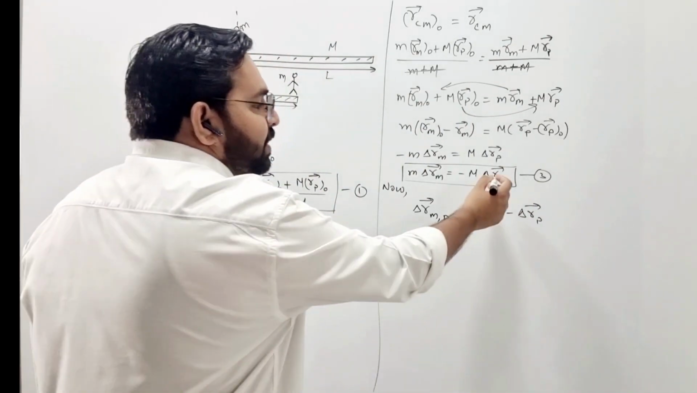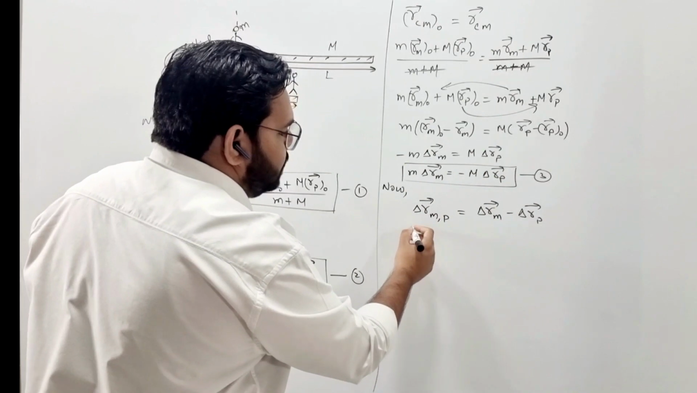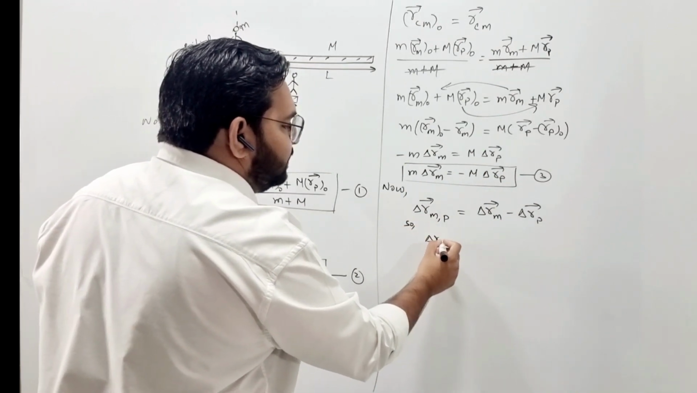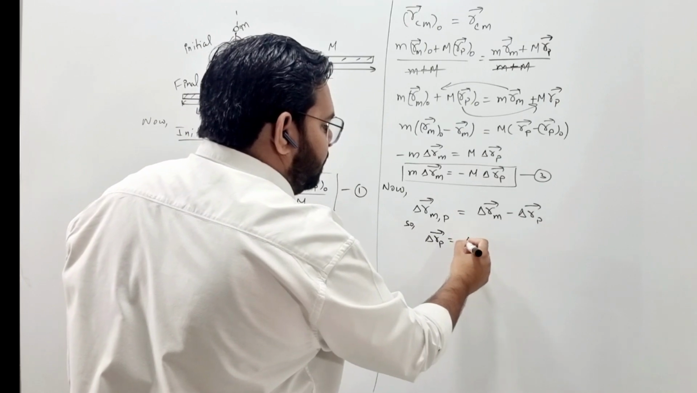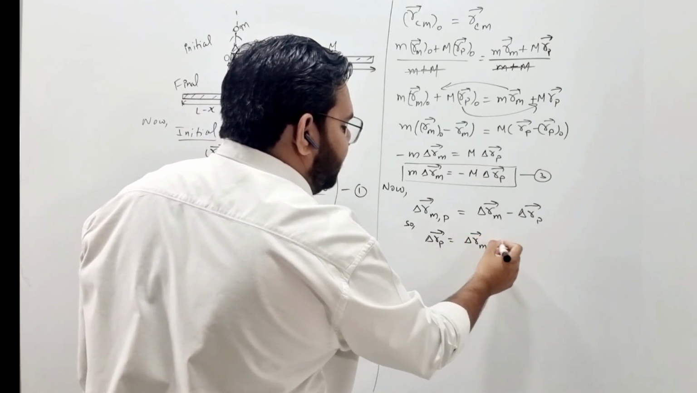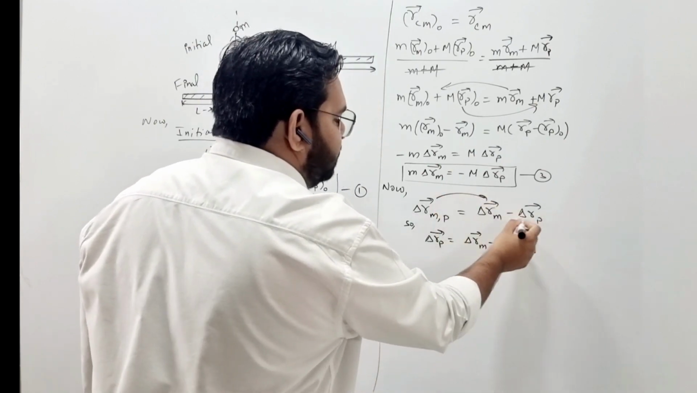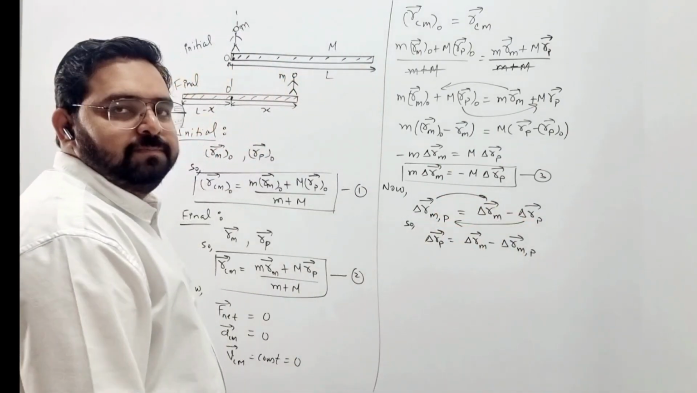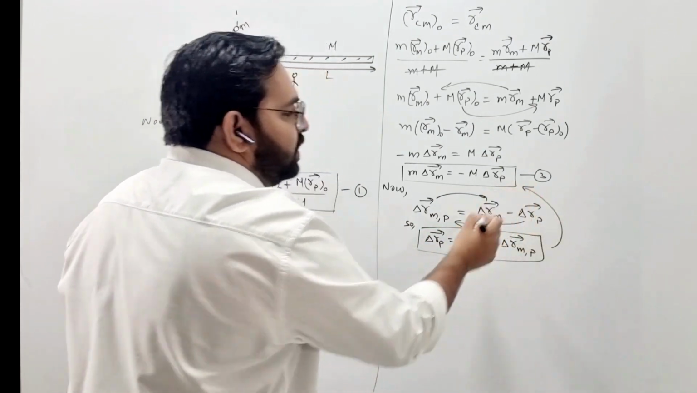So if you want to replace delta Rp, which is an unknown quantity, we can replace it with something which we know. So delta Rp would be written as delta Rm minus delta Rmp. This would go over here and this would come back over here. So this is what we know. We can replace this value in equation 3.